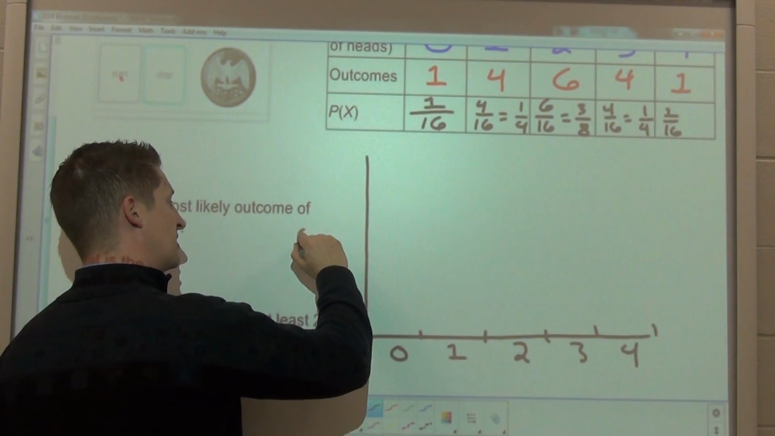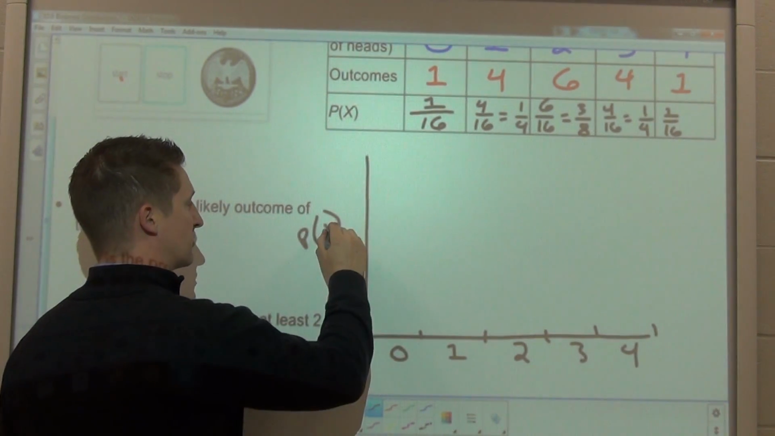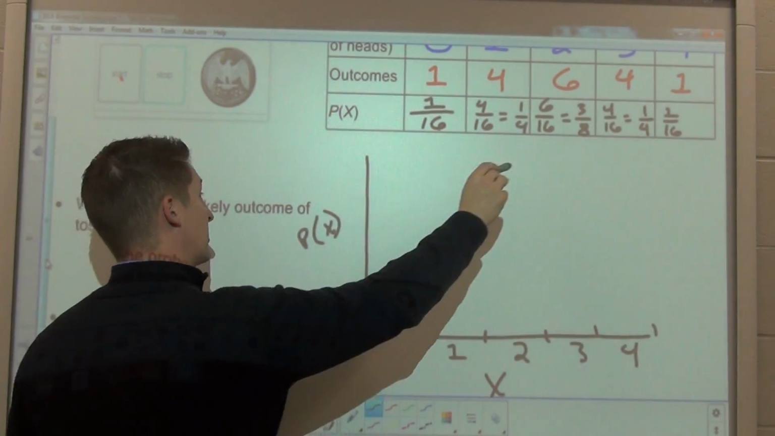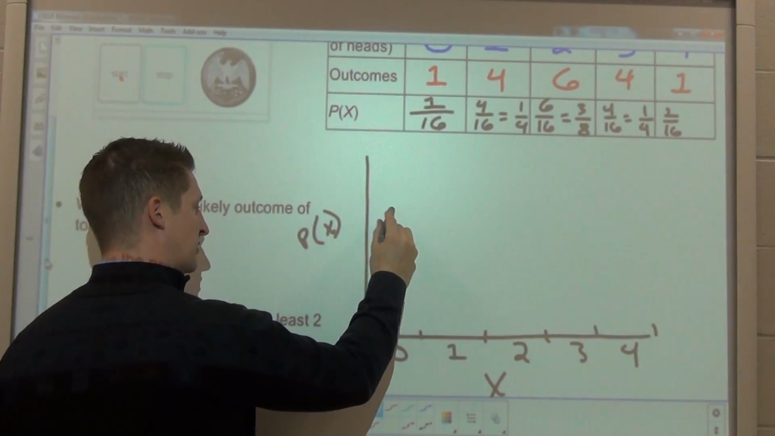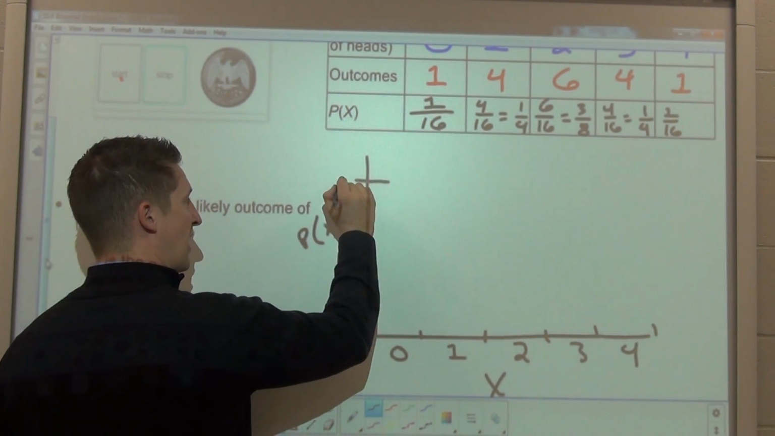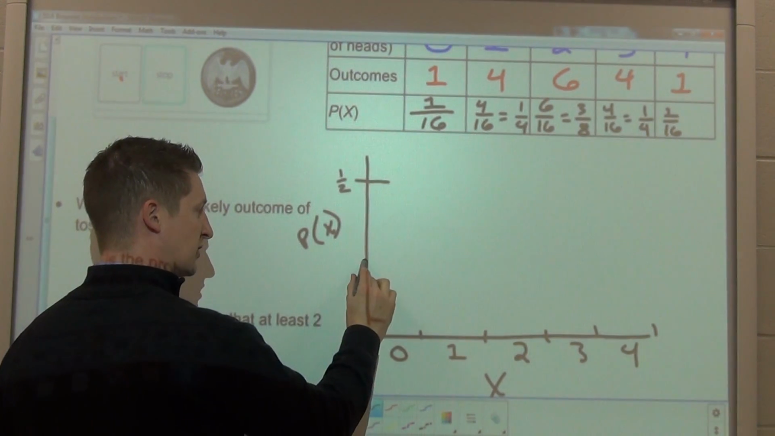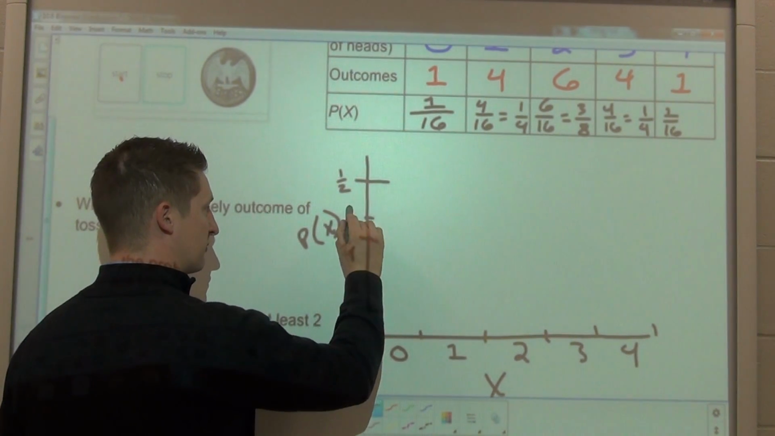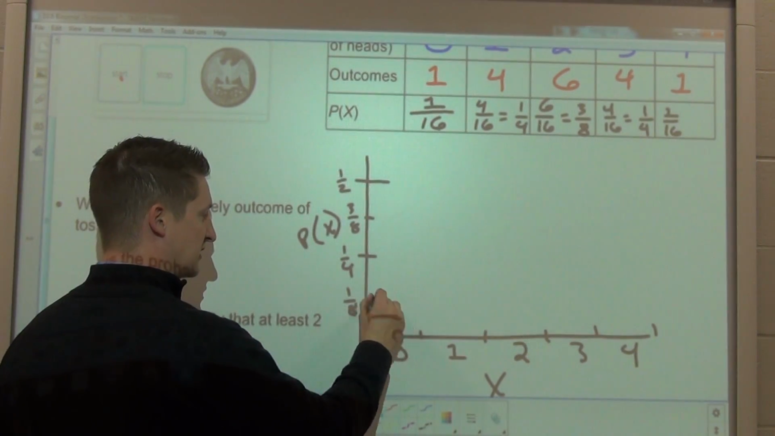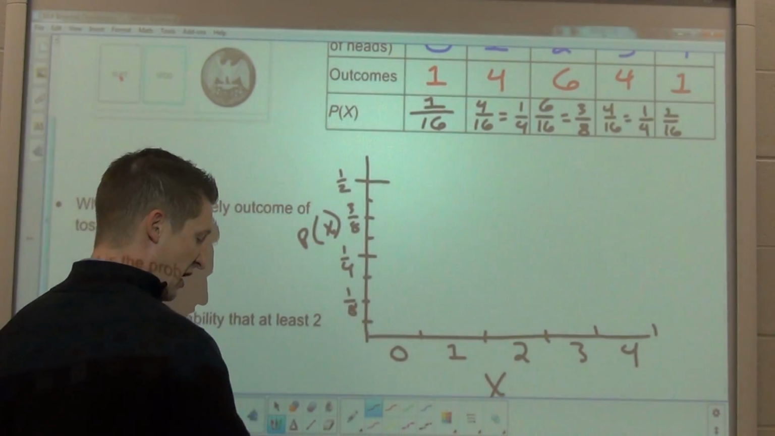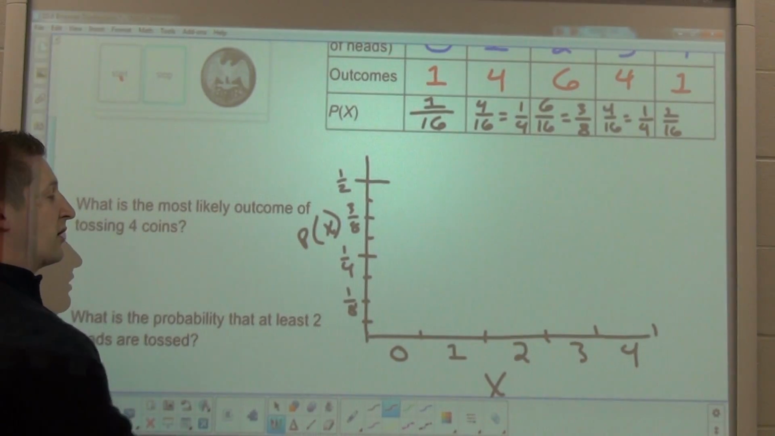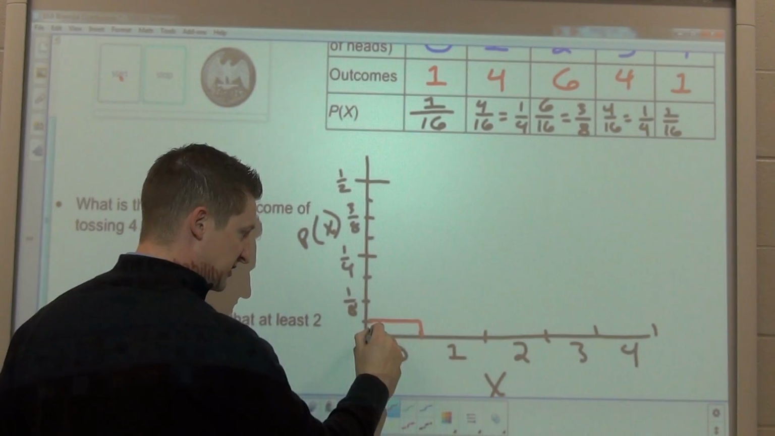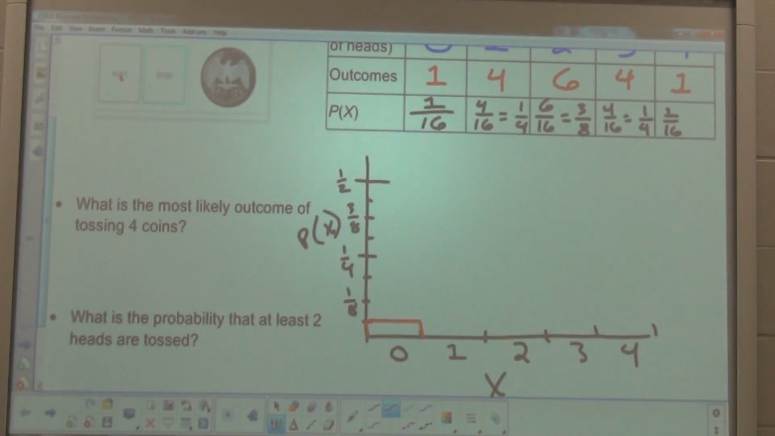Now, going up here, this is the probability of X occurring. So I've got X on the bottom, and I've got the probability of X occurring. The greatest probability I had, I noticed, is 3/8. So I'll go ahead and put, right here, 1/2. And I'll split up my graph accordingly. So this will be 1/4 here, here will be 1/8, here will be 3/8, and 16ths in the middle of those. So now as I make my histogram, remember it's kind of like a bar graph. The probability of 0 heads coming up is 1 out of 16. So 1/16 is what I put in my histogram.